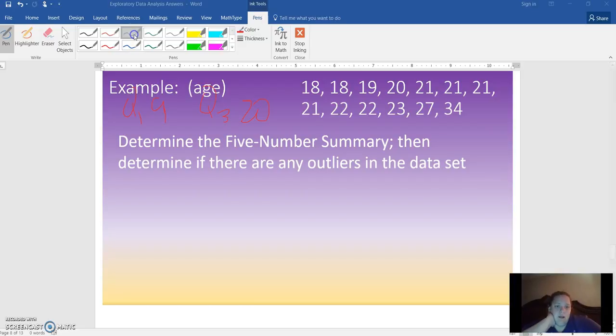Okay, we're going to do 20 minus 9. I get 11. This is my IQR, interquartile range. That's that box, and that tells you how big that box is. That box is 11 spaces big, or 11 numbers, or whatever, big. Then I'm going to take 1.5 multiplied by 11. 1.5 times 11 is 16.5.